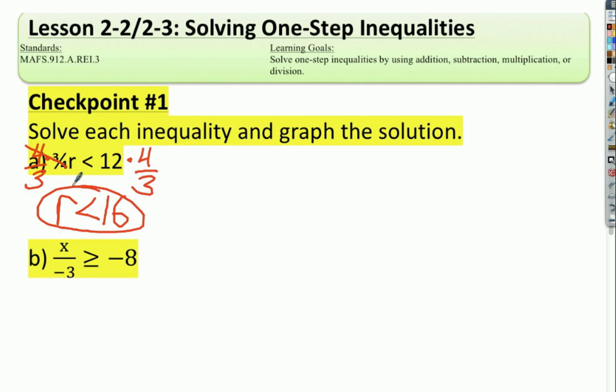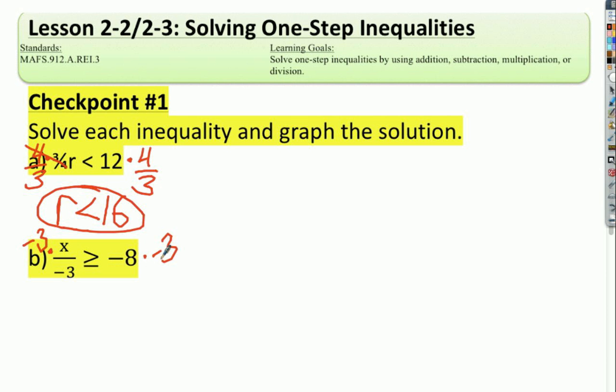What about part B? I'm sorry, I went too fast. Are there any questions on part A? Part B, how do you solve that one? Kaylee, how do you solve that one? Multiply both sides by -3. You said that beautifully. Multiply by -3.